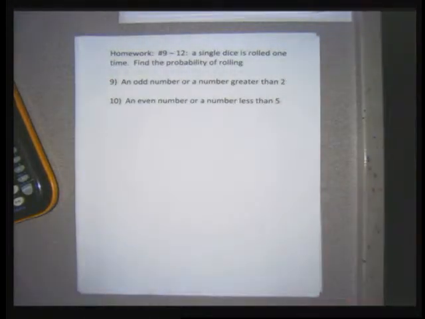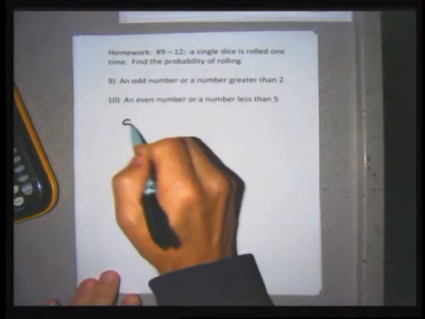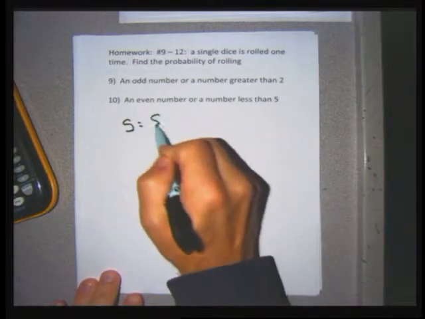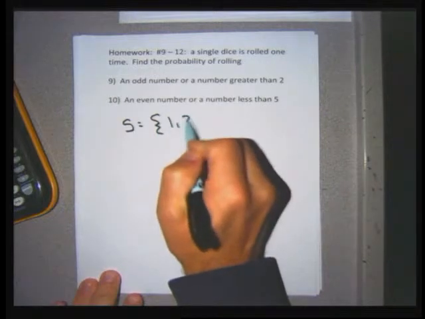Now we're going to get into probabilities that are more like the examples. So problems 9 through 12 is an experiment that we did a few examples with. A single 6-sided dice is rolled. So the sample space of rolling a single 6-sided dice is, you can get any of the numbers between 1 and 6.